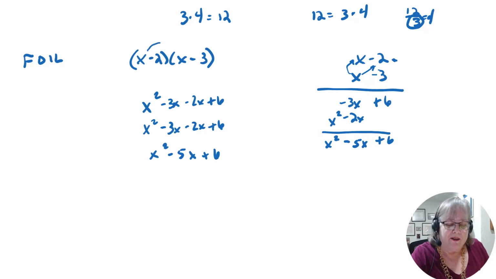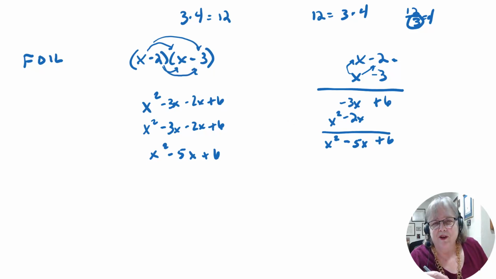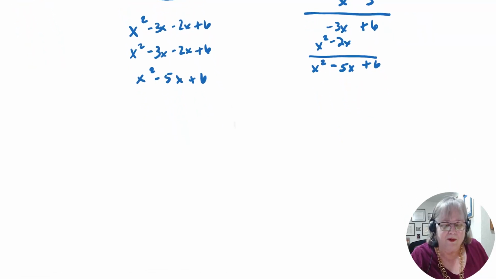This idea of repeated distributive property works on anything. Binomial times a trinomial, trinomial times a trinomial, it doesn't matter. It works on everything. So does this vertical method. So this vertical method or the repeated distributive property works fine.